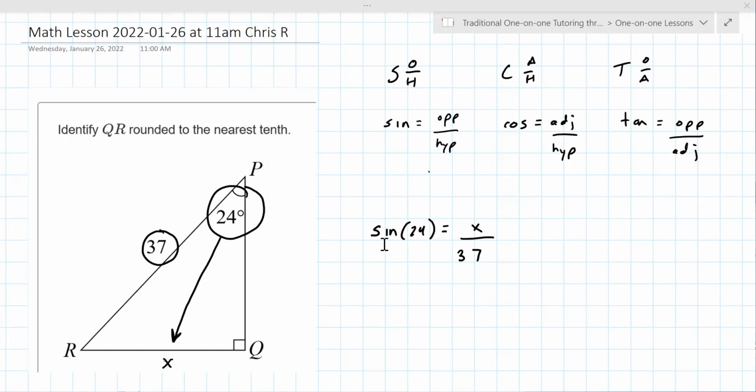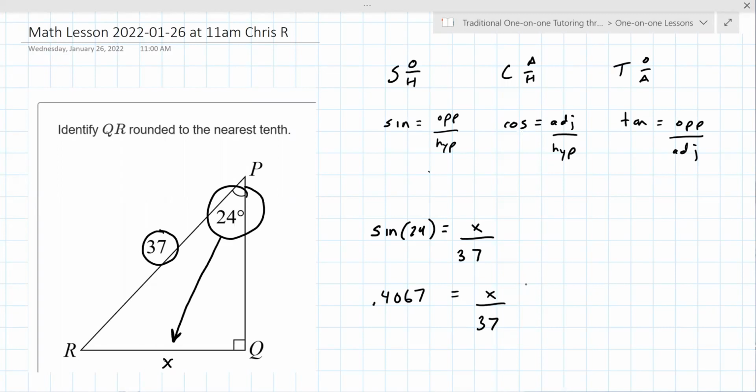Okay, I want you to type in the sine of 24 and confirm that you got 0.4067. If you didn't, there's maybe a reason why. Yeah, I get 0.4067. We're just going to go to 4 decimal places. Now, the next step is to solve for X.